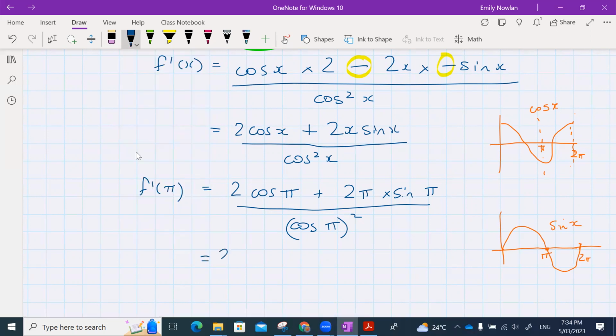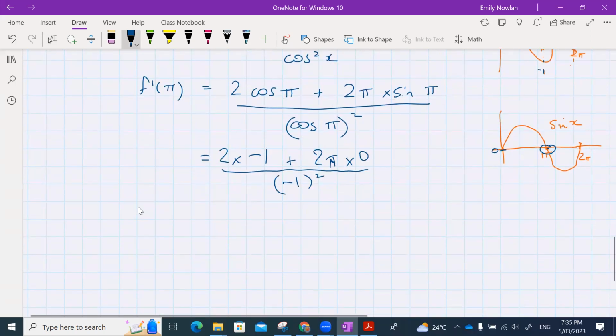Okay, so I'm going to go 2 times the cos of pi. If I look over here, I can see the cos of pi gives me minus 1, plus 2 pi times the sine of pi. What's the sine of pi if I go over here? Sine of pi is 0, all over the cos of pi, which I already worked out was minus 1 squared.